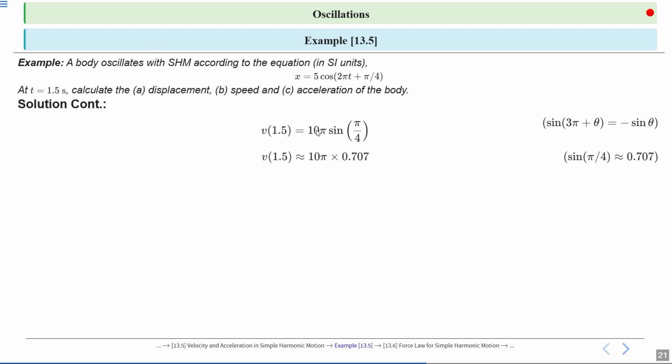So v of 1.5 is approximately 10 pi into 0.707. Solving this, you will get 22.2 meter per second. Hence the speed of the particle at t equal to 1.5 second is equal to 22.2 meter per second.